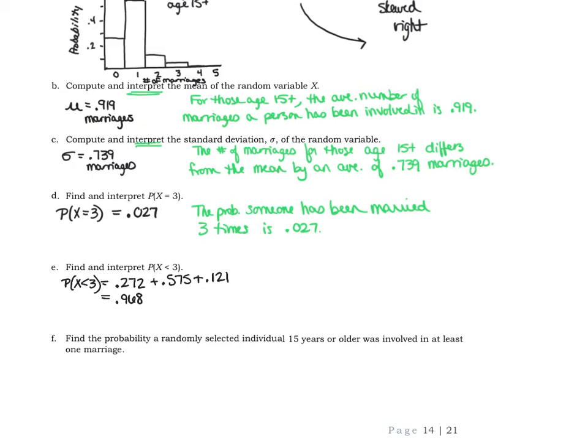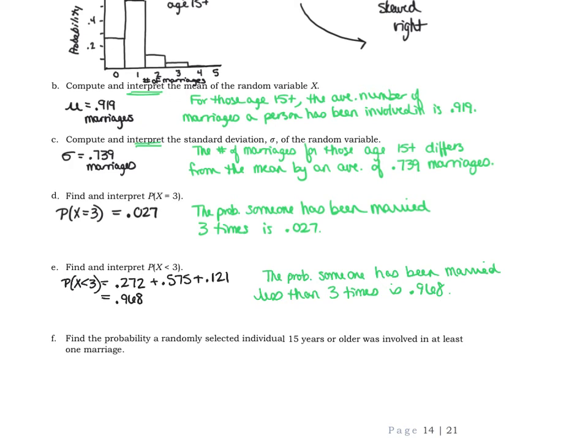All right, now that Teddy's done barking. All right, the interpretation of what that means, okay? So the probability someone has been married less than 3 times is 0.968.